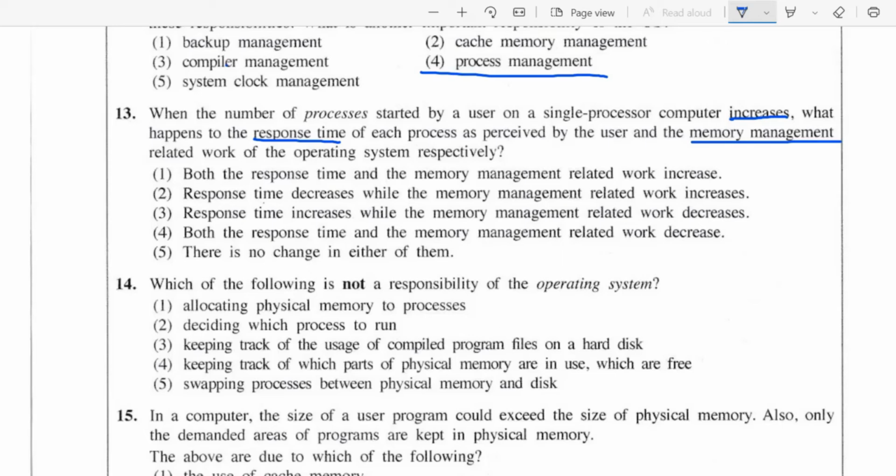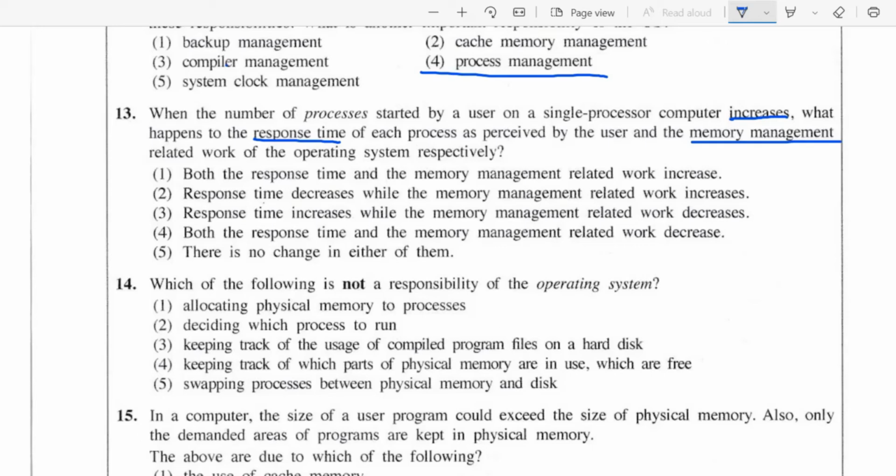Okay, so when the number of processes started by a user on a single processor computer increases. Why is it a single processor computer? Because if there are multiple processors in a computer, the increasing number of processes can be distributed into different cores of the computer. But if there's a single processor, then everything should be managed by a single processor. When the number of processes are increasing in a computer, the load for a single processor is also increasing. The number of calculations to be executed will be increasing. So number one, both response time and the memory management related work increase.